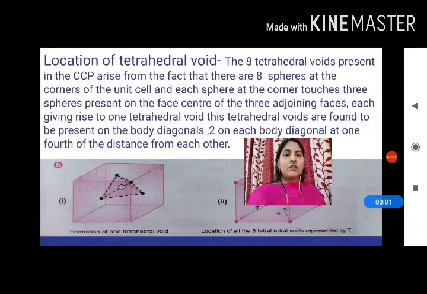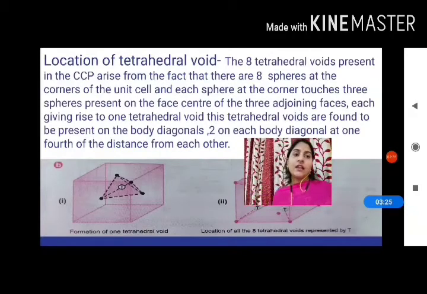Here is the location of the tetrahedral voids. The number of octahedral and tetrahedral voids depends upon the number of close packed spheres. If the number of close packed spheres is n, then the number of octahedral voids generated would be n, and the number of tetrahedral voids generated would be twice n.